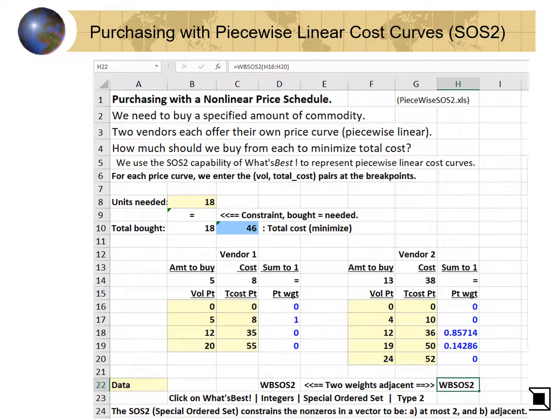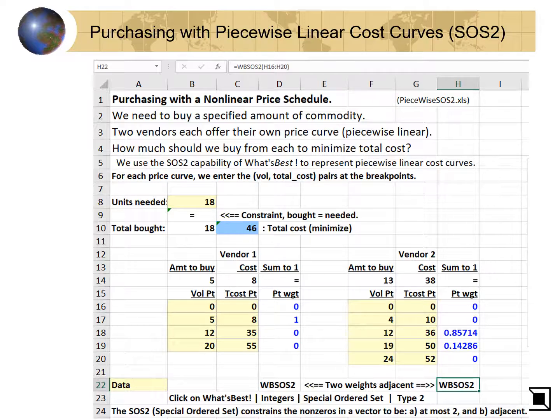Well, 13 units is between 12 and 19, and you get 13 units if you give 0.857 weight to the 12/36 line and 0.14286 weight to the 19/50 line. So you as a user don't have to worry about that. What's Best figures out what the best weights are to use to compute the amount to buy, 13, which is a weighted combination of the 12 and 19, and the 38, which is the weighted combination of the 36 and 50.